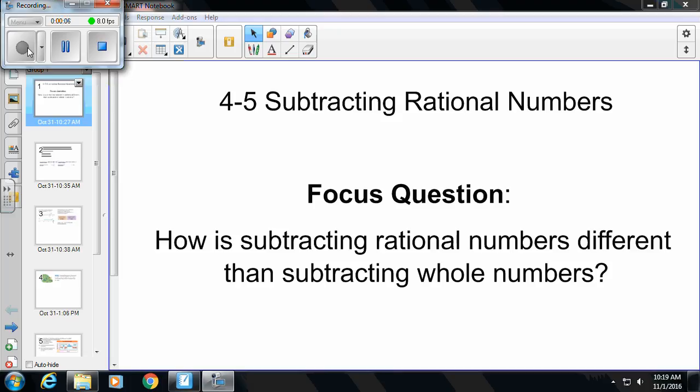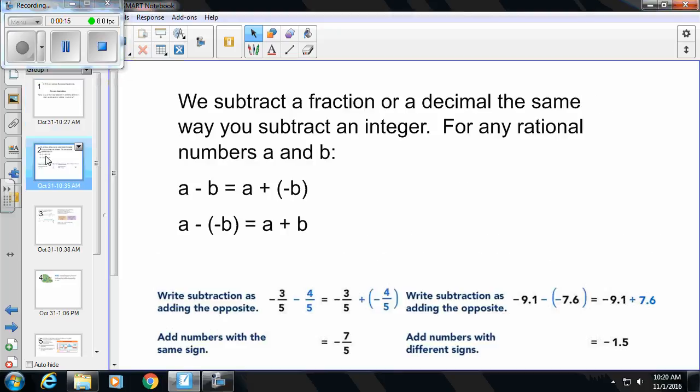Our focus today is how subtracting rational numbers is different than subtracting whole numbers. We subtract a fraction or a decimal the same way we subtract an integer. For any rational numbers a and b, remember, a minus b is the same thing as a plus negative b. Remember, stop. Add the opposite. A minus a negative b equals a plus b.